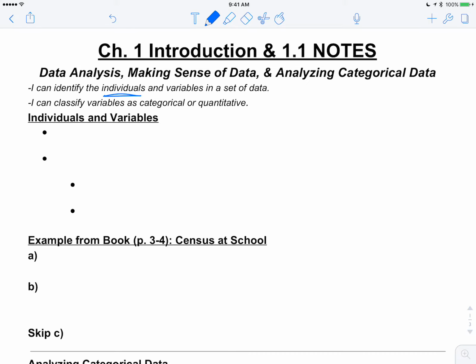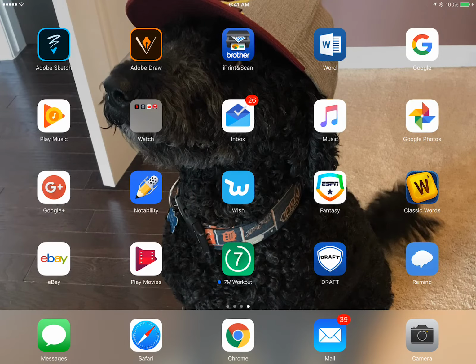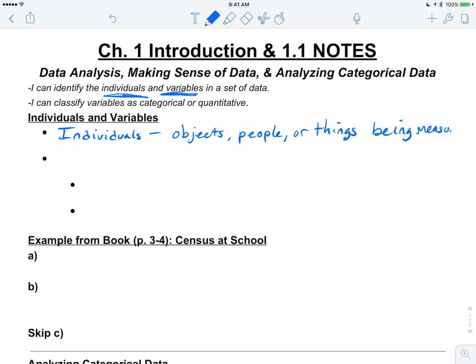First, individuals and variables in a set of data. Two very basic terms when you're looking at a set of data. First, individuals, they're the objects or people or things being measured. Variables are the measurements we are taking about those individuals.